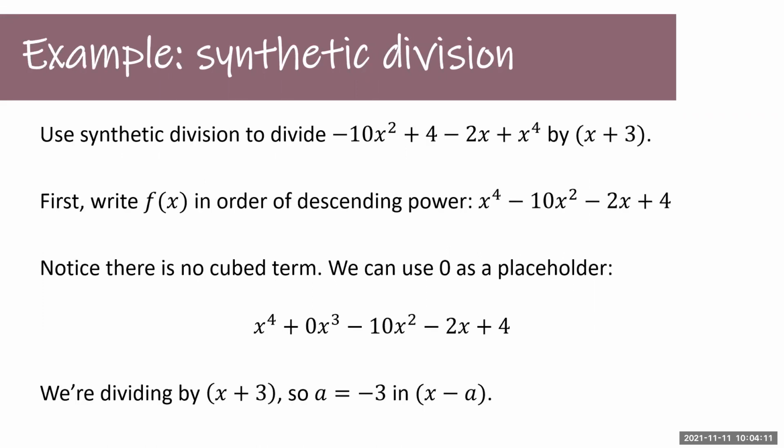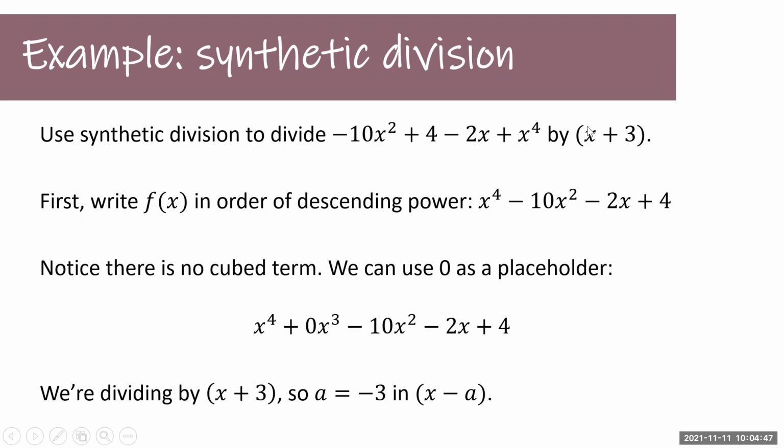Okay, so we want to use synthetic division to divide f of x, which is negative 10x squared plus 4 minus 2x plus x to the fourth, by x plus 3. So the first thing we need to do is write f of x in order of descending powers. So x to the fourth is our highest, minus 10x squared, minus 2x plus 4. Notice here there's no x to the third term. There's no cubed term. We need to be sure that we use 0 as a placeholder, and we could rewrite it here as 0x cubed. Put it right where it belongs.